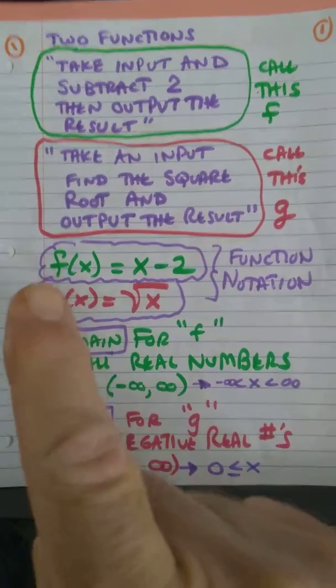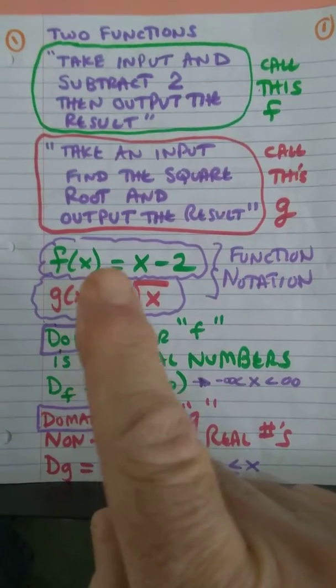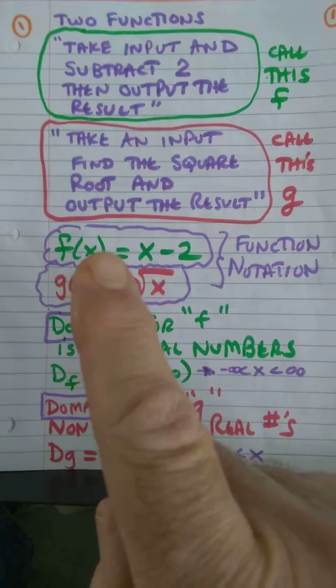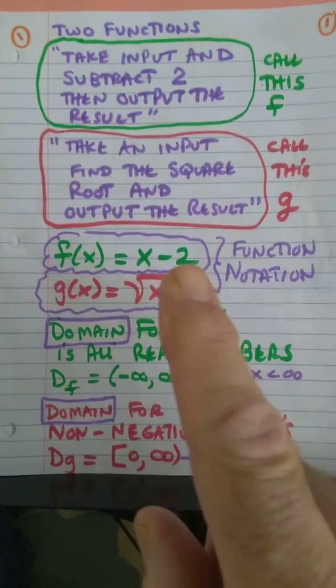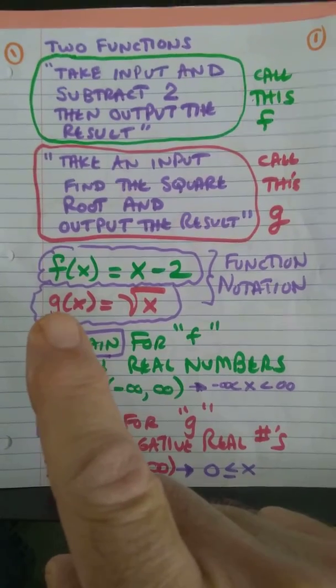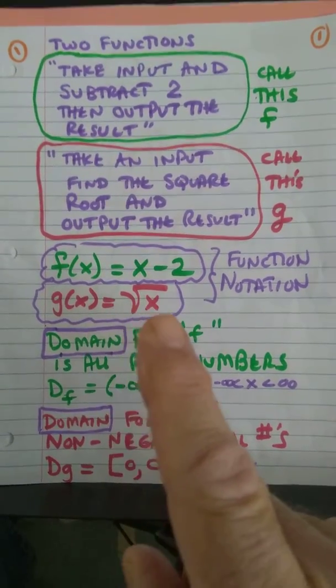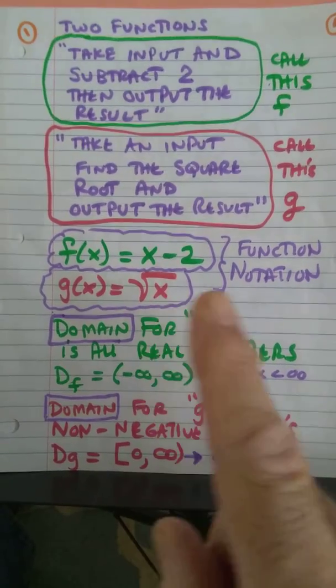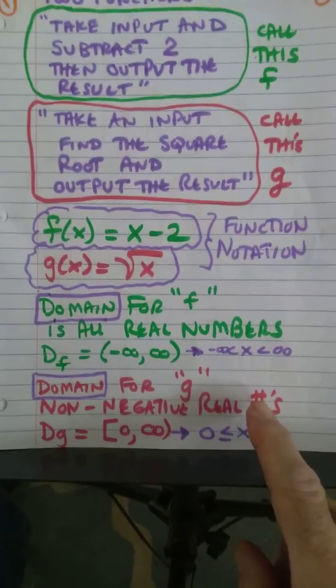A way to write that would be f of x equals x minus 2, where x is the number we're given, and we're going to subtract 2 and produce that as the output. And g, we could call it g of x equals the square root of x, which takes whatever x is, takes the square root, and then gives that back.